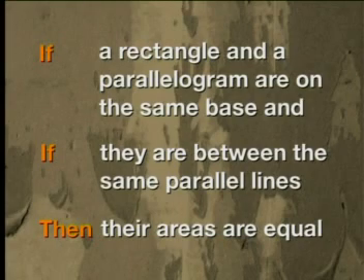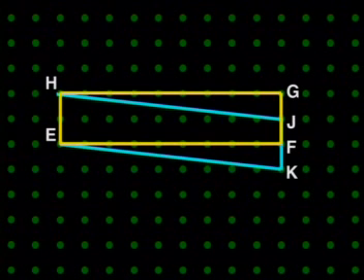Excellent, guys. Well done. You've included the two premises, the if conditions that lead to one conclusion. If a rectangle and a parallelogram are on the same base, and if they are between the same parallel lines, then their areas are equal. But you've shown that this is only true for the particular rectangle and parallelogram you've just been working with. You haven't proved this conjecture is true for any rectangle and parallelogram.